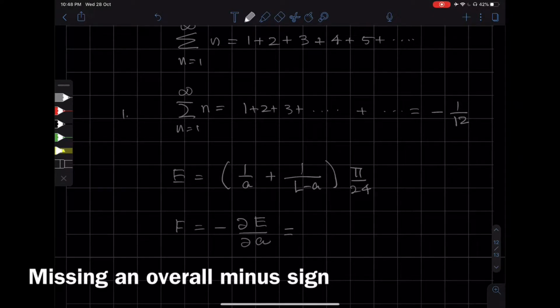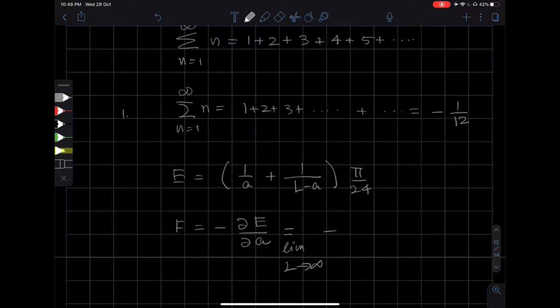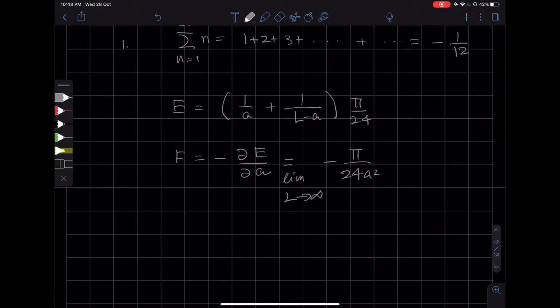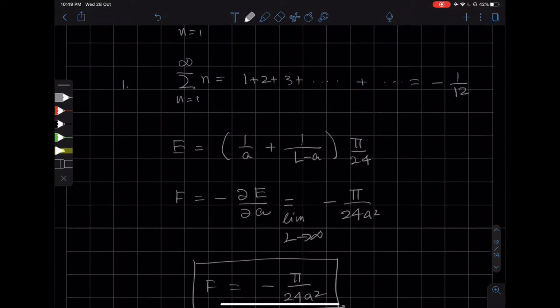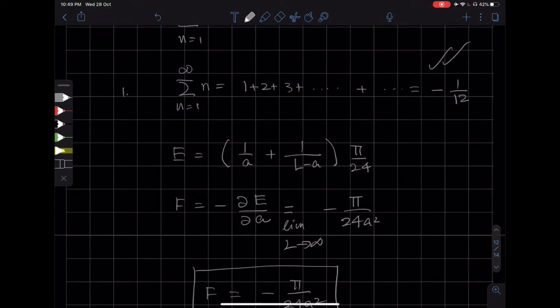And if we do this calculation in the limit where L goes to infinity, which is the limit we are looking at, we get the force to be minus pi by 24a squared. So this is the force between the plates, minus pi by 24a squared. A very nice and finite result. So even though the energy is formally infinite, it gives a finite result. Anyway, we used this kind of magic formula here without explaining it.